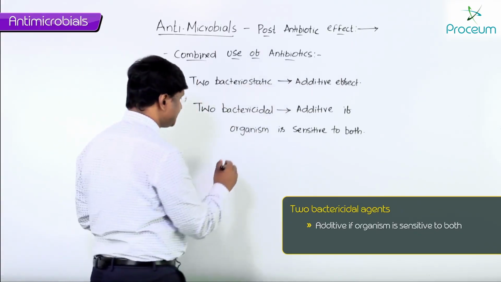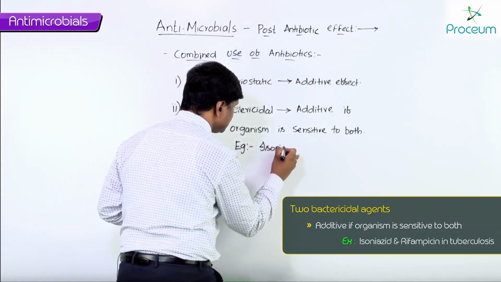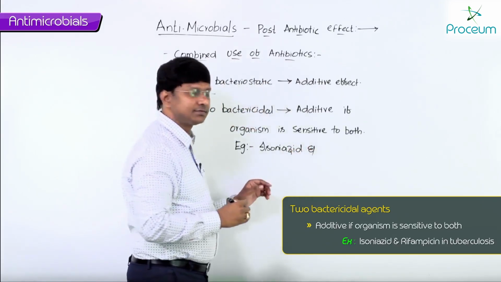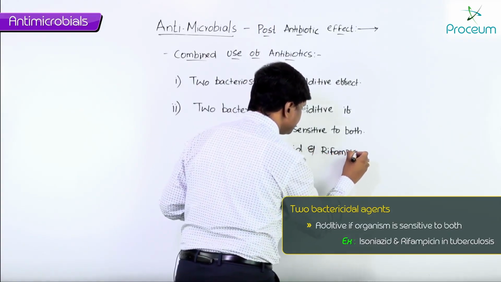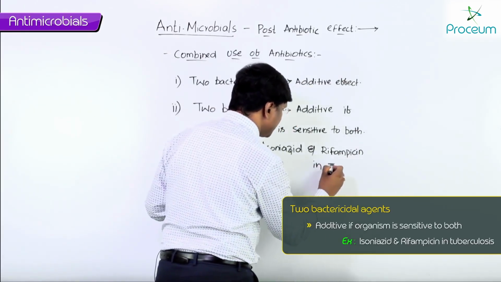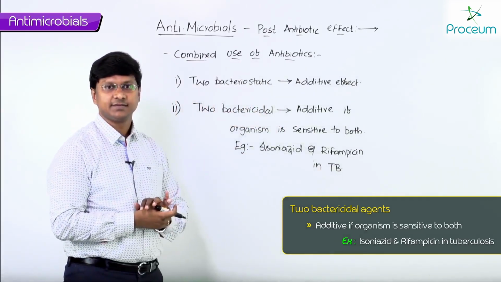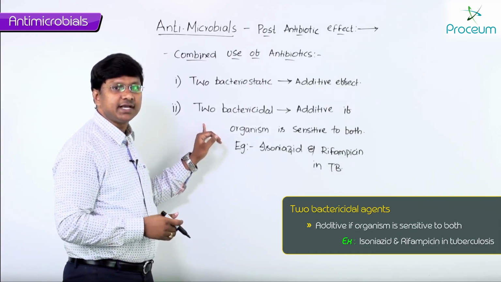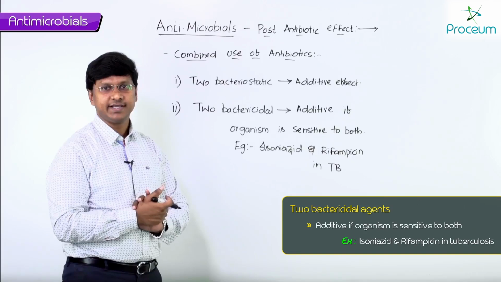Now for example, isoniazid and rifampicin in tuberculosis. Remember here both of them are bactericidal agents. So two bactericidal agents are additive if the organism is sensitive to both bactericidal agents.